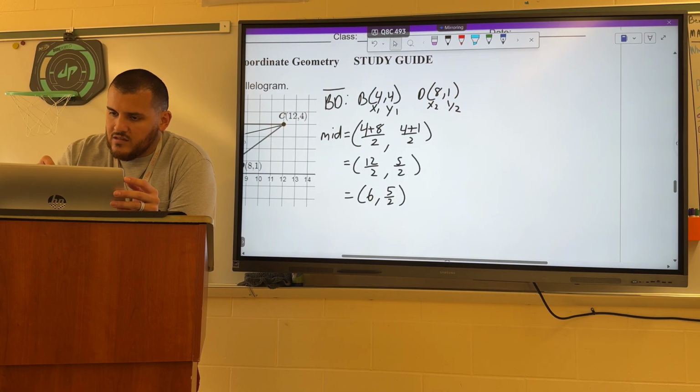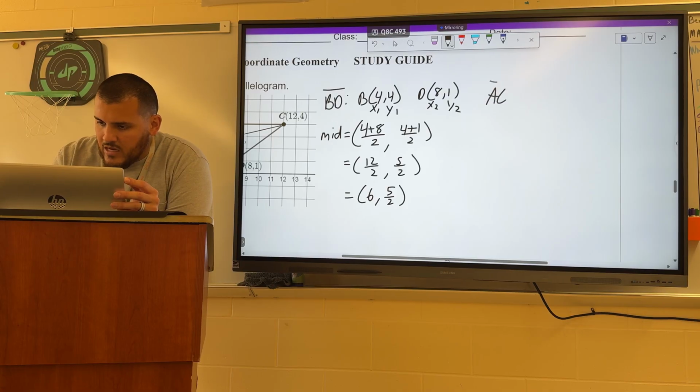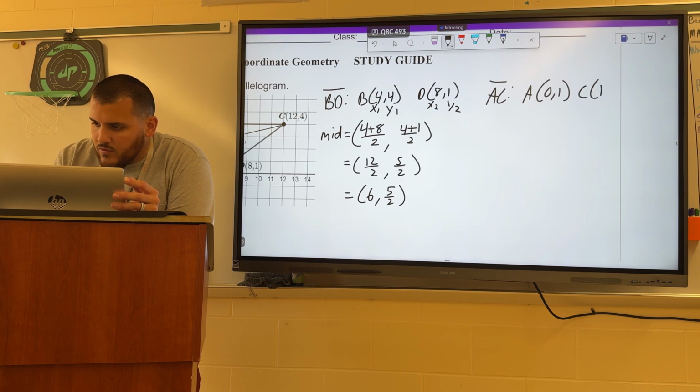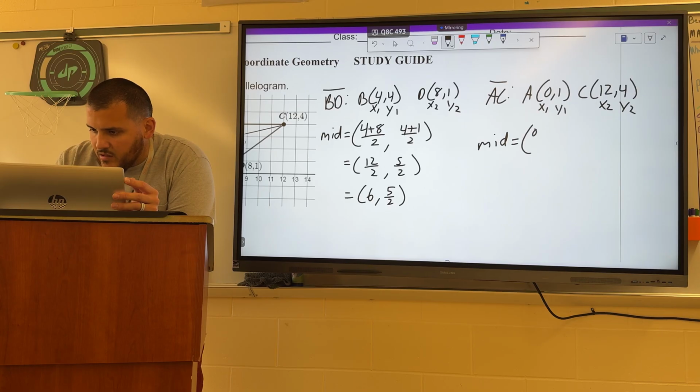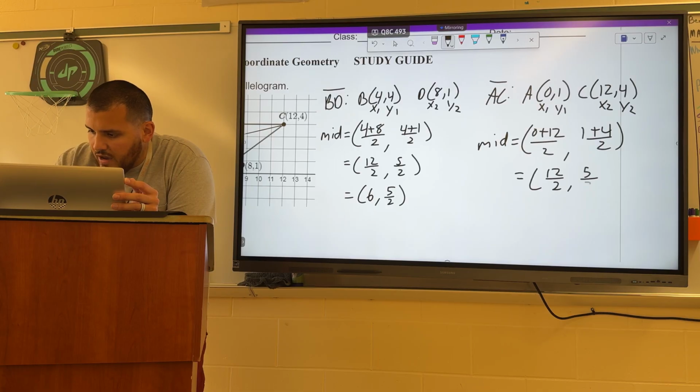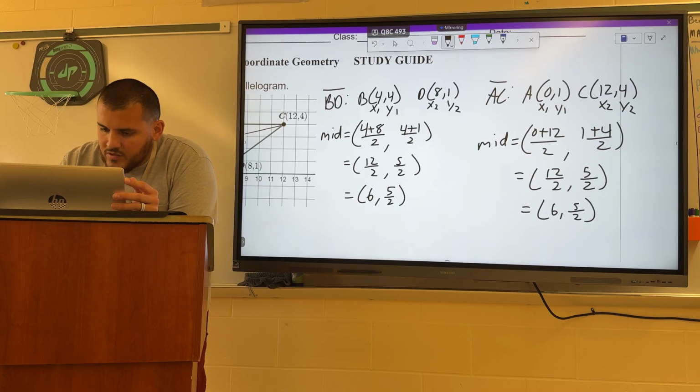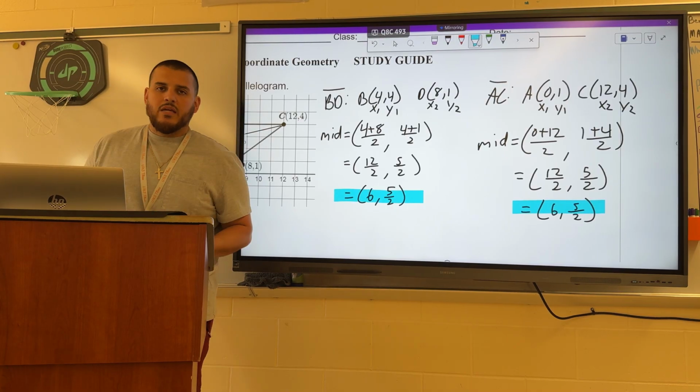So A is at 0, 1, and again, I'm going to stay organized here. So we're doing AC. A was at 0, 1. C is at 12, 4. Again, I'm going to label and calculate to find the midpoint. So x1 plus x2, that's 0 plus 12 over 2. y1 plus y2, that's 1 plus 4 over 2. 0 plus 12 is 12. 1 plus 4 is 5. 12 divided by 2 is 6. And again, I can leave that 5 over 2 as 5 over 2. Look, I have the same midpoint.